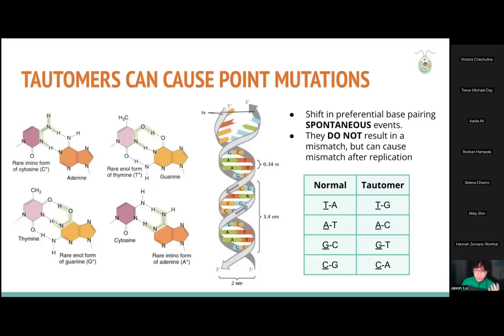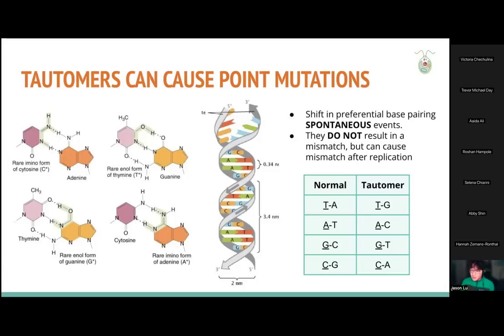So to quickly bring this up, we have our table down here, with our normal base pairing and then our tautomerized base pairing on the right. In our normal base pairing, we can see the T is with an A. Now, if the T tautomerizes, it will naturally want to bind to a G. However, if replication doesn't happen, the cell just stays like that. The T is tautomerized. It's still paired with an A. That's not a mismatch. We still just have T and A together, right?